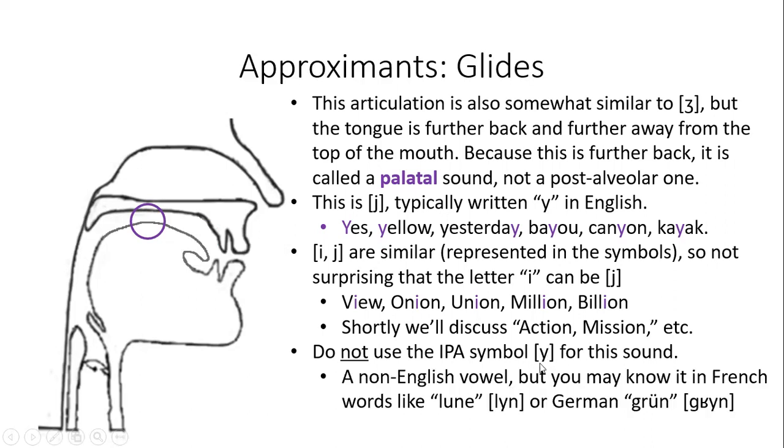If you're curious about that IPA symbol, like you were curious about the right side up R, this one is a non-English vowel. So this is used, if you know the French word for moon, lune, that U sound, that's what the symbol is used for. Or if you know the German word for green, grün, that's what that symbol is used for. So never use a Y in the IPA for English.